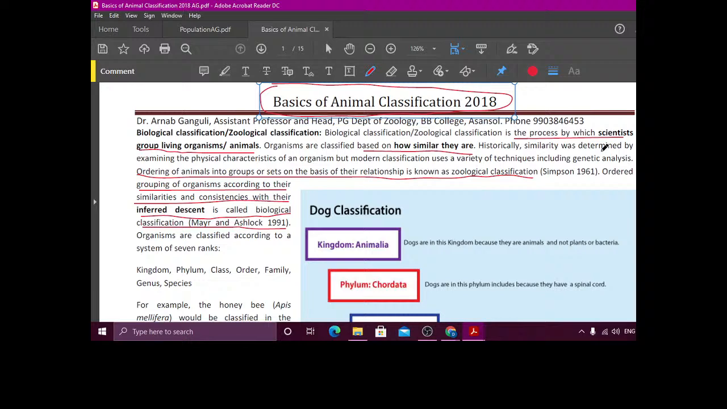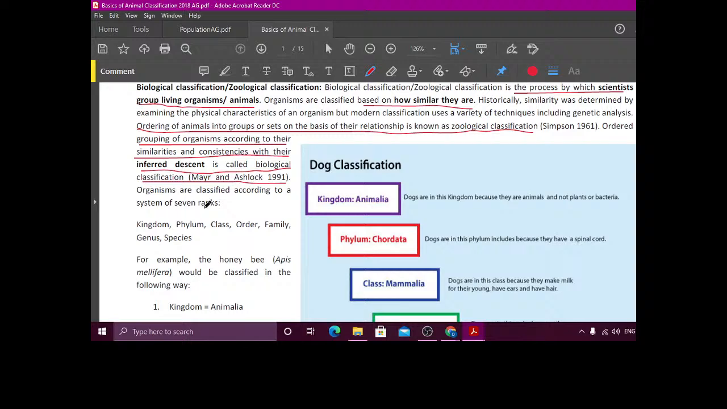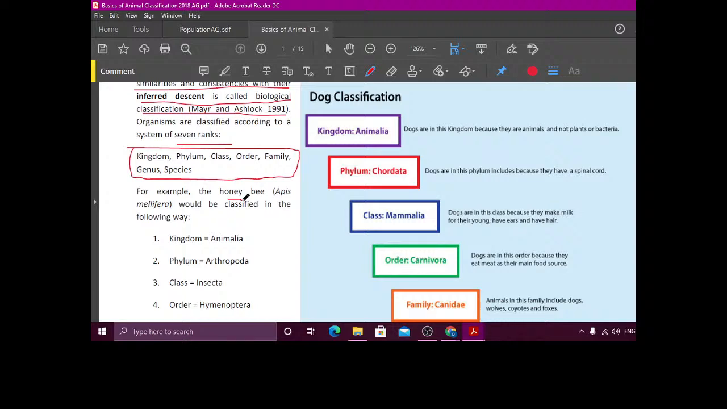So organisms are classified according to a system of 7 ranks. Predominantly 7 ranks. They are kingdom, phylum, class, order, family, genus, species. For example, let us look at the honeybee. The name is Apis mellifera. This is the binomial nomenclature by Carl Linnaeus, like you saw in the video.